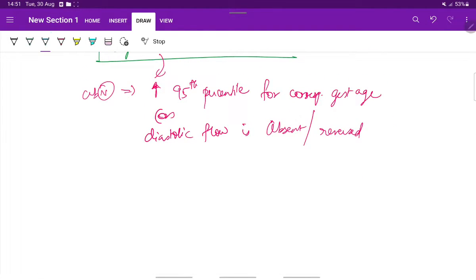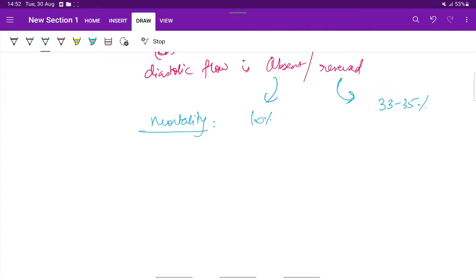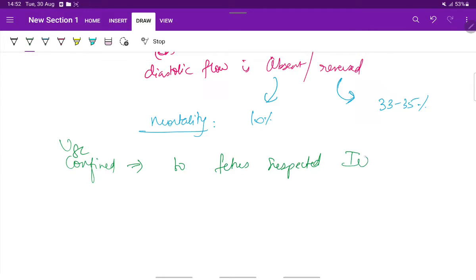And the perinatal mortality for absent diastolic flow is about 10%, whereas the perinatal mortality in case of reverse diastolic blood flow is about 33 to 35%. And this use of Doppler is mainly confined to the fetus with suspected intrauterine growth restriction.